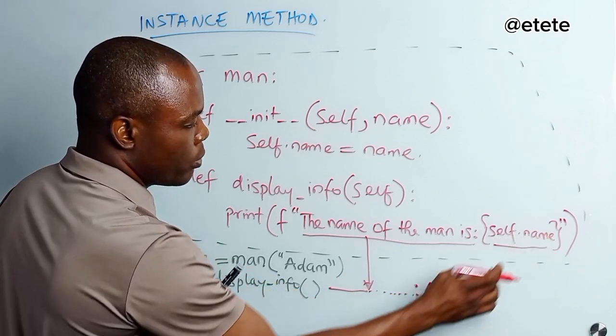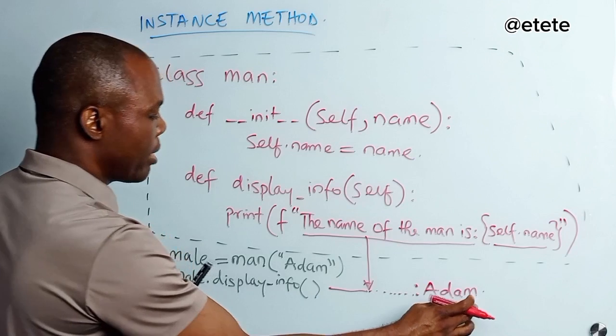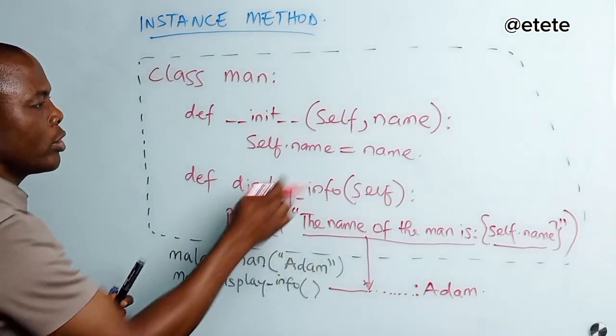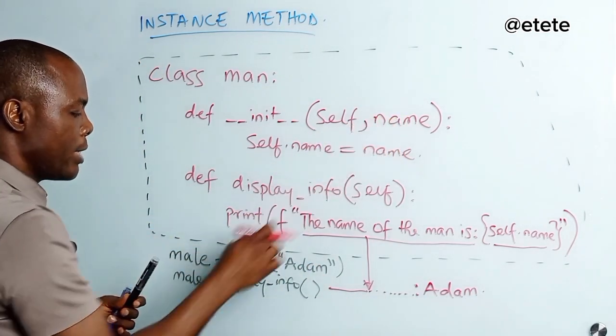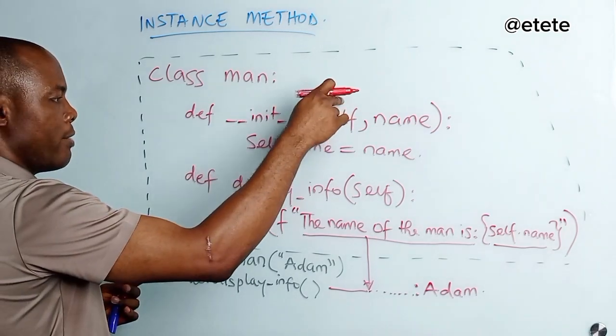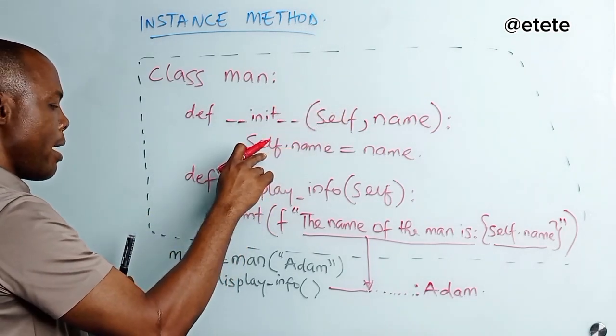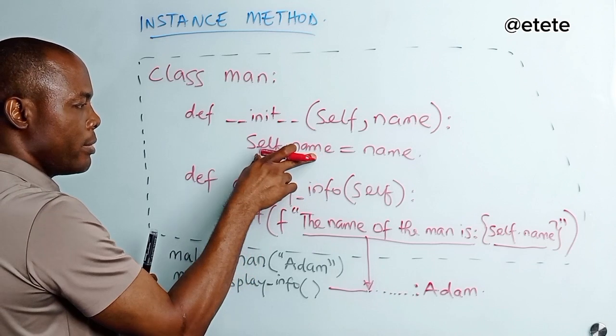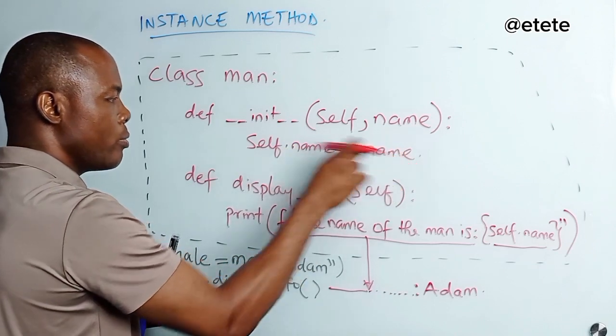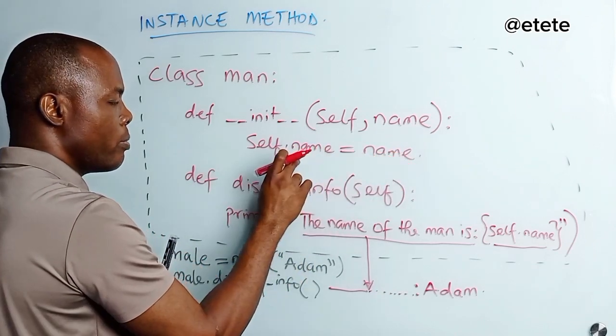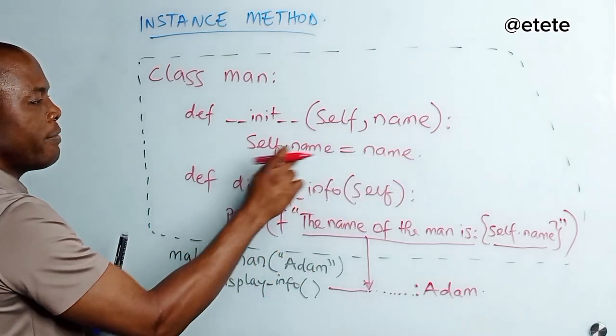So this one will now go into this place and pull out Adam, because this Adam is going to be given to this name, right? And this mail will be given to self. So it will go mail.name, trying to access the name. So this will be given to it. So this Adam will be assigned to this self.name.